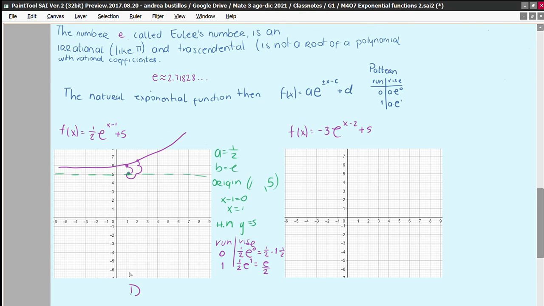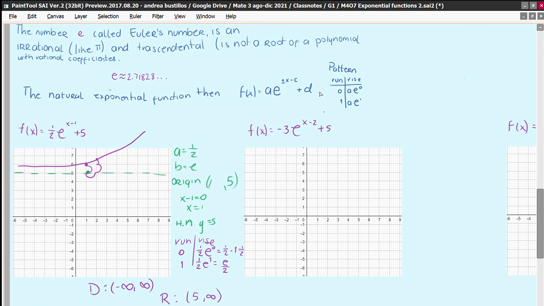So from that, we know that the domain, as usual for any exponential function, is all real numbers. And the range for this function is, again, determined by the horizontal asymptote and whether our function opens upwards or downwards. In this case, the function opens upwards. That means that my range is from 5 to infinity.